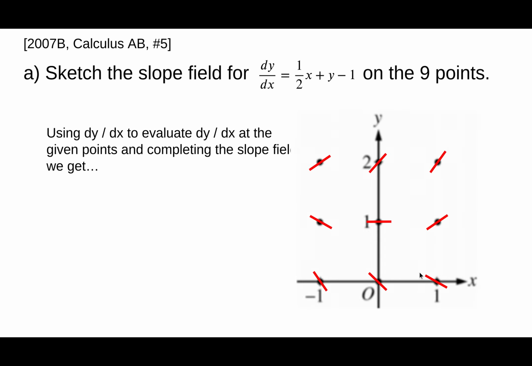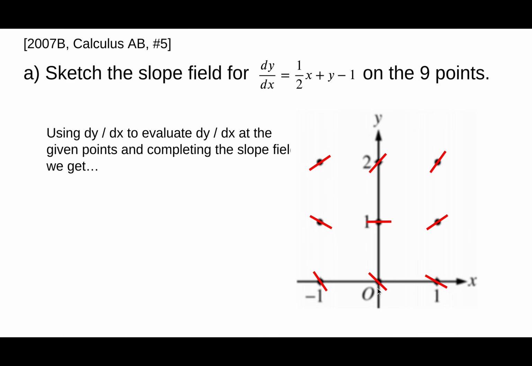For example, if x is -1 and y is 0, 1/2 times -1 is -1/2, plus 0 is still -1/2, minus 1 is -3/2, so notice that this little red segment here has slope approximately -3/2. If we check it at the origin, 0 plus 0 is 0, minus 1 is -1. Notice this little segment here, slope is about -1. These little segments don't have to be perfect.